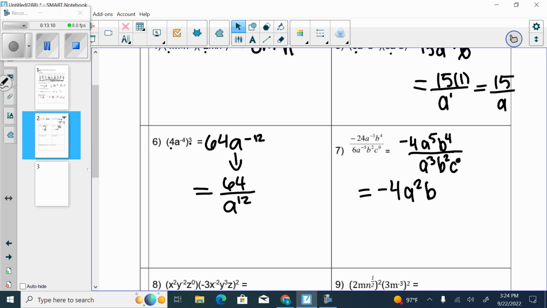Very good. All right, and then we have a lone c to the 0. But anything to the 0 power is just 1, so it's basically gone, right? So this whole thing is now over 1, which means it's really just negative 4, a squared, b squared. All right?